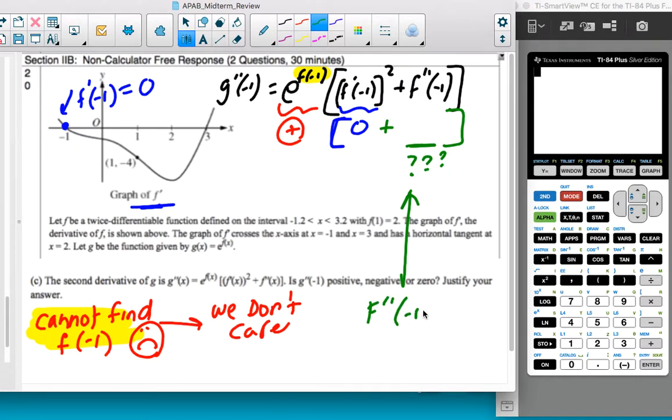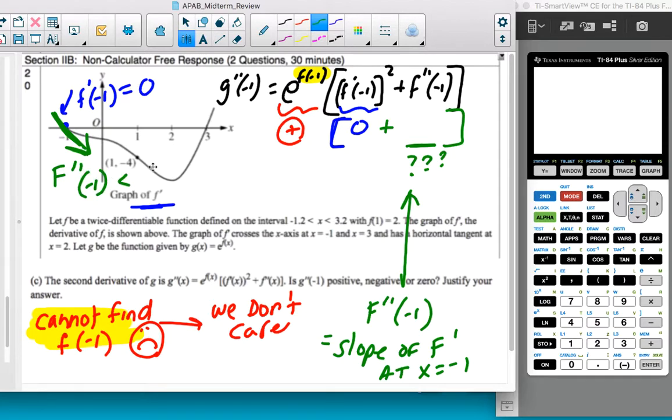Well, f double prime of -1 is the same as the slope of f prime at x equals -1, right? Derivative means slope. Well, this is a downhill slope. f double prime of -1 is negative. Once I know this is a negative value, I'm looking at a positive times a negative. g double prime of -1 is negative.